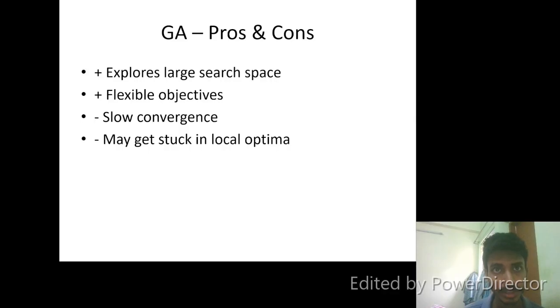The genetic algorithm, or GA, offers significant advantages. It can effectively explore very large and complex search spaces and is flexible enough to handle multiple objectives. However, it can be computationally slower to converge compared to simpler heuristics, and there is no guarantee that it will find the absolute best global optimum solution, as it might get stuck in a good but not perfect local optimum.